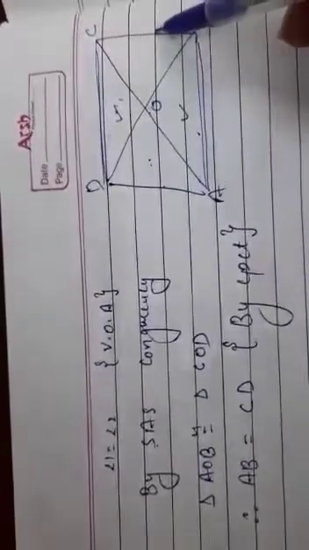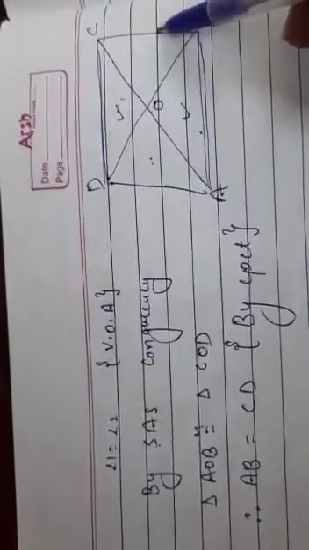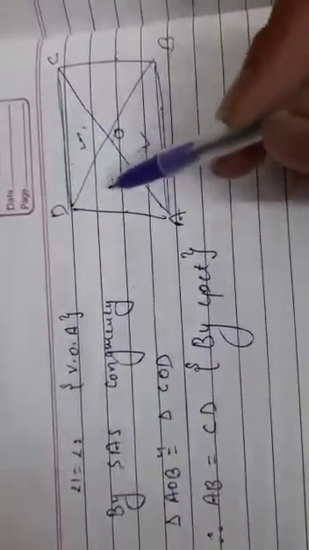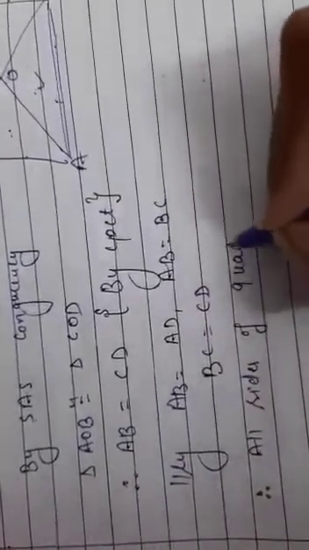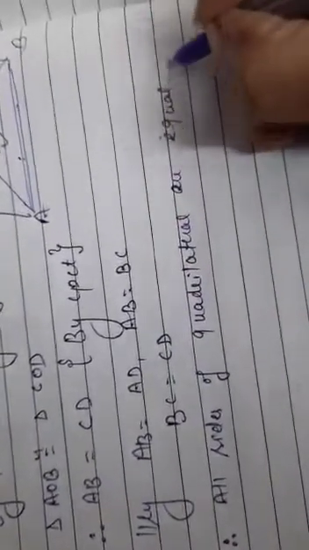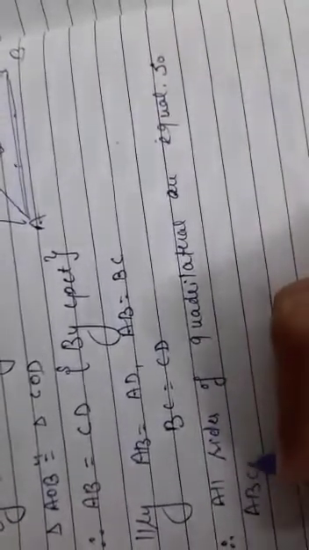Similarly, if we prove these two triangles congruent, then these two sides will be equal. If we take these two triangles, these two sides will be equal. So similarly we can write AB is equal to AD, AB is equal to BC, BC is equal to CD. So it means all sides of the quadrilateral are equal. So ABCD is a rhombus. Clear?